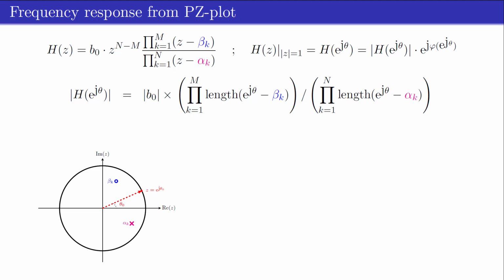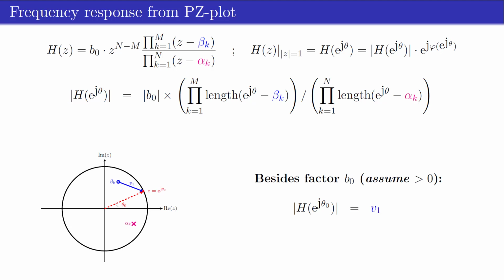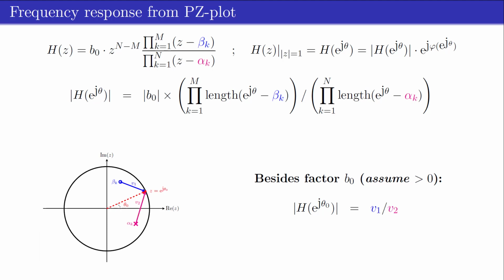Each absolute value of the term e^{jθ} minus β_k is equal to the length of the vector from the zero at z is β_k to the unit circle at z is e^{jθ0}, labeled v1 in the figure. Similarly, each absolute value of the term in the denominator e^{jθ} minus α_k is the length of the vector from the pole at z is α_k to the unit circle at z is e^{jθ}, labeled v2 in the figure.